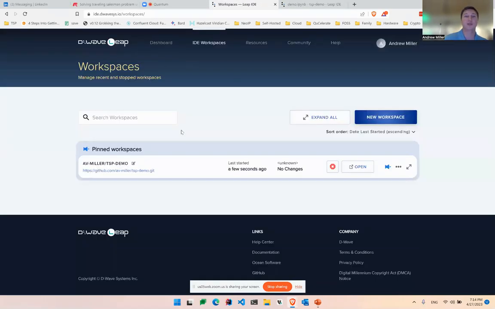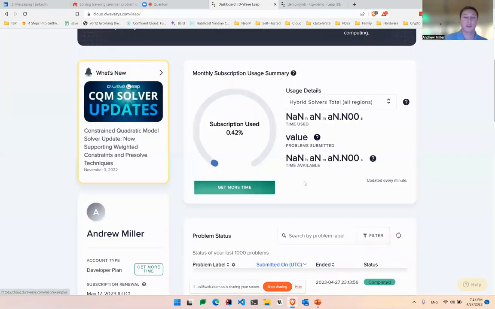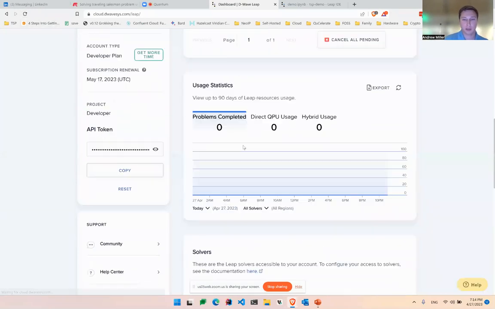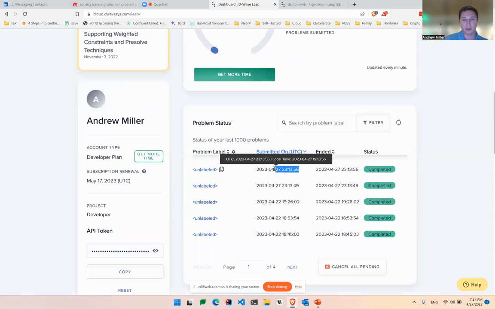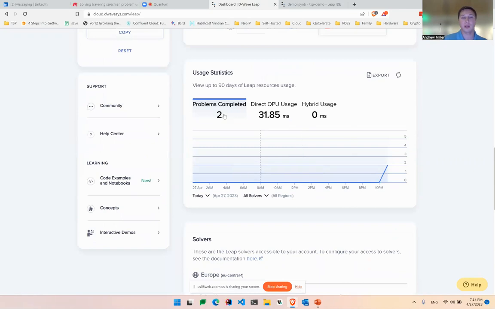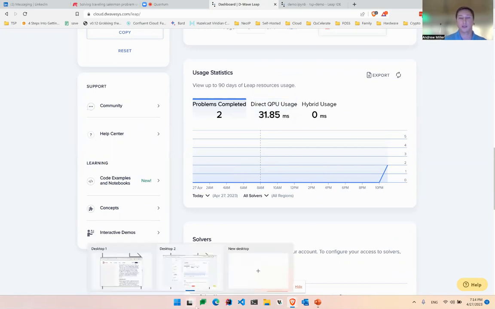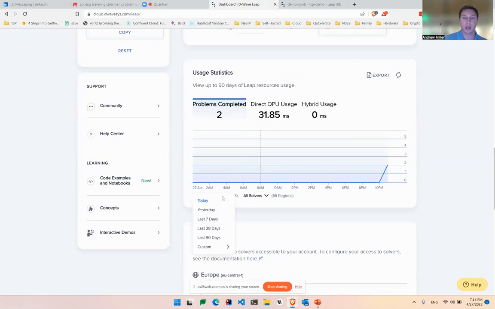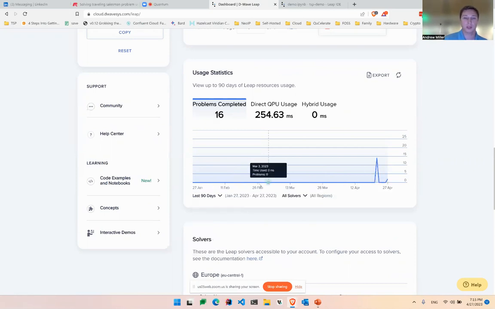But what happens when you do this, if you go back to Leap, let me refresh this. You will see that the run will be recorded. So just a minute ago, I ran the problem. It's not labeled. You can attach labels to these problems, but it also tells me that today I completed 2 problems because I did 2 runs, and in total I utilized 31 milliseconds of the machine's time today. I didn't use any hybrid machines so far.